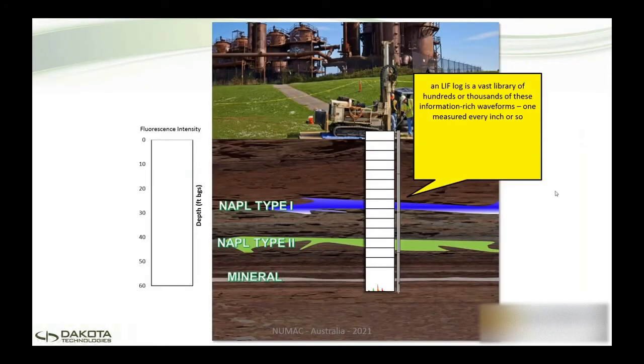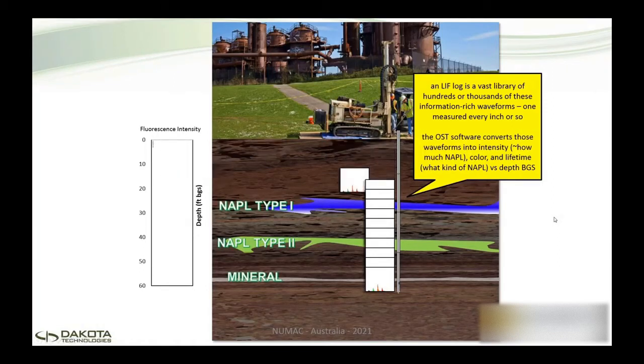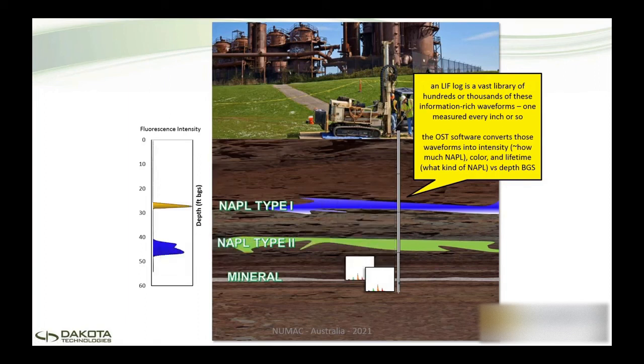All right. So every one of your LIF logs, after you're done, is literally a library. We stored about one of those every inch. I don't know how many per meter, maybe 30 per meter, right? And those are all stored digitally. And so we have this nice encyclopedia, in a sense, of stored waveforms about once every 2.5 centimeters.